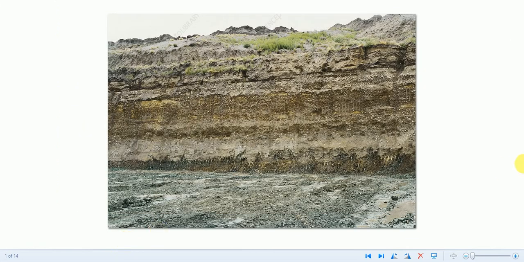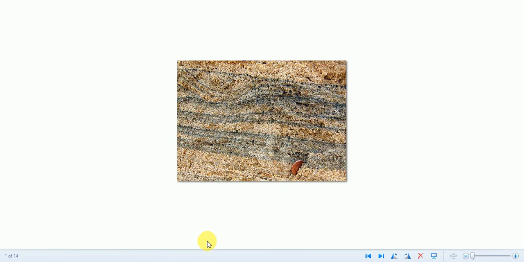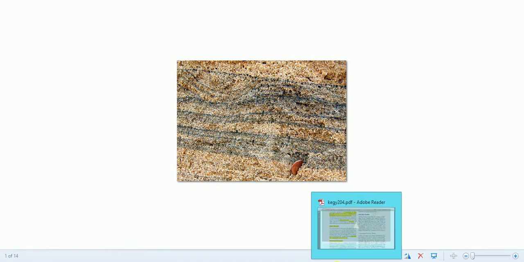See, this is a photograph of placer deposits. I think you may be seeing these crystals or balls of gold, fragments or pieces of gold. So this is a placer deposit, and another photograph is here. This is also a photograph of a placer deposit, okay. And so let us continue.